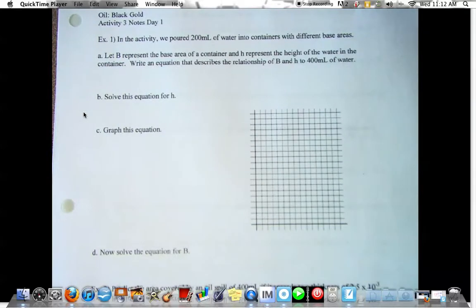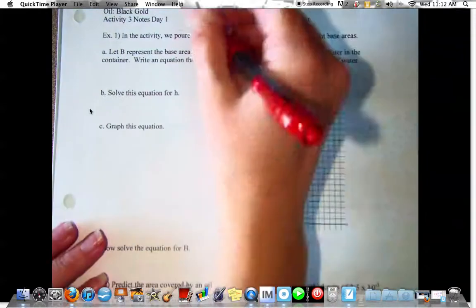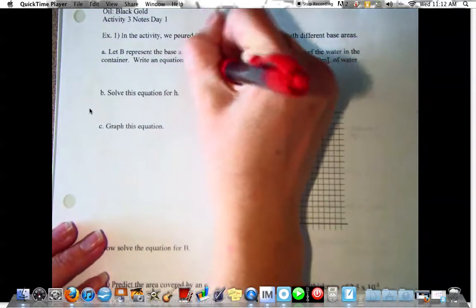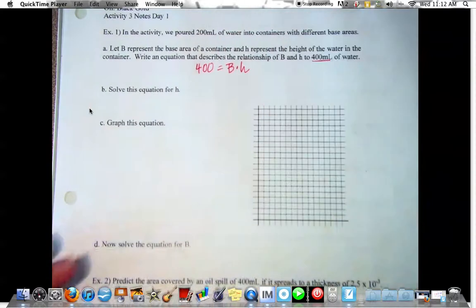In the activity, we poured 200 milliliters of water into containers with different base areas. Let B represent the base area of a container, and H represent the height of the water in the container. Write an equation that describes the relationship of B and H to 400 milliliters of water. So 400 is representing your volume. So your equation: 400 equals area of the base times the height.